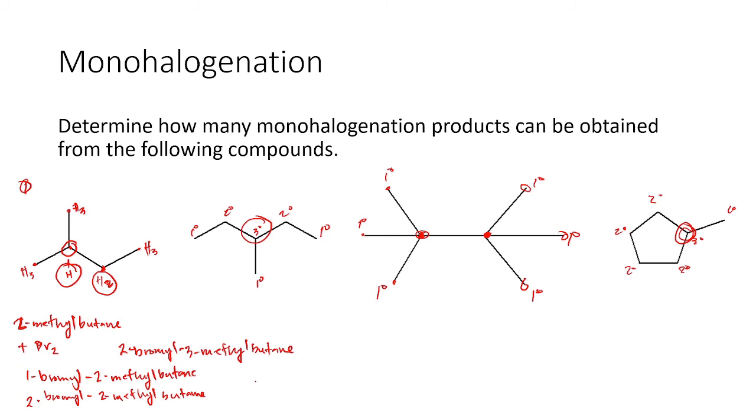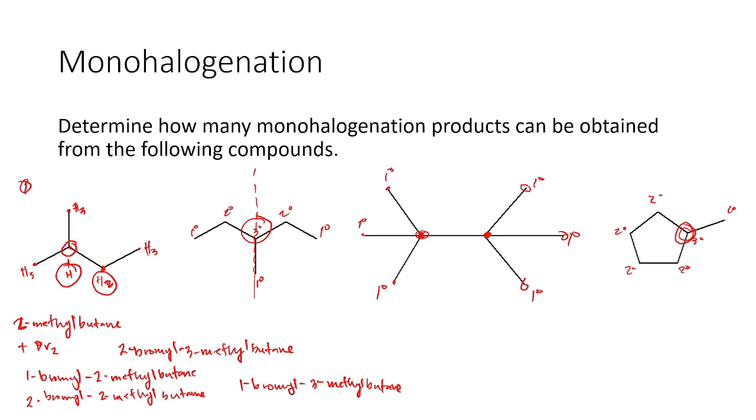Also, we can have 1-bromo-3-methylbutane. So, yan yung mga pwedeng maging itsura natin dyan. So, for the second one, pwede nyo actually hatiin to kung titingnan nyo kasi ito ay symmetrical.